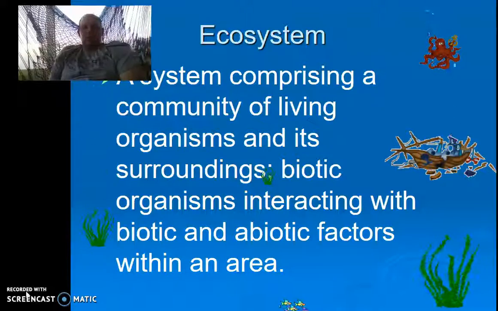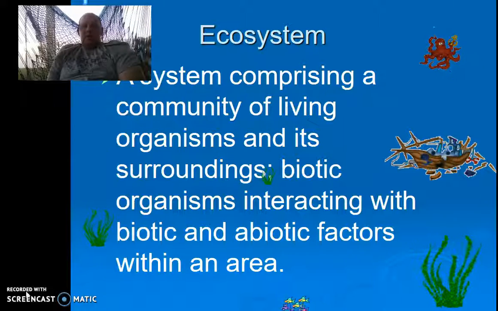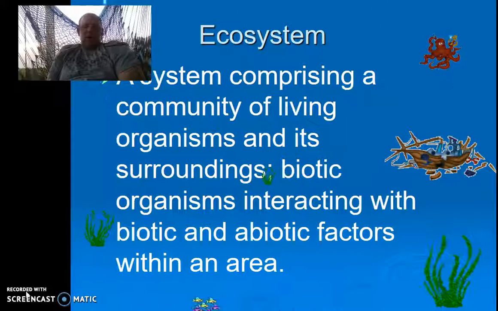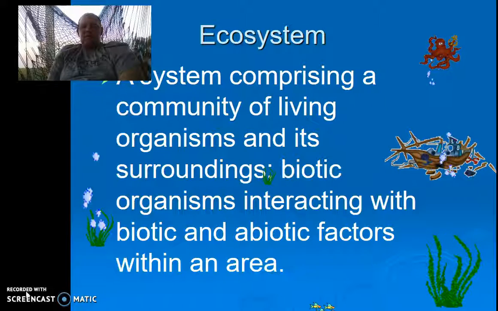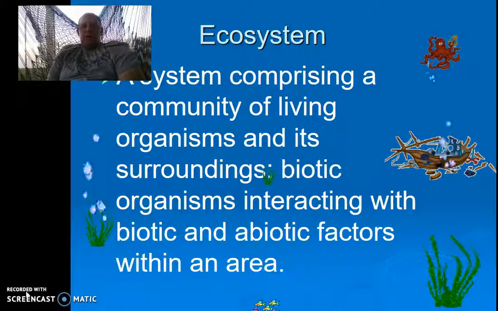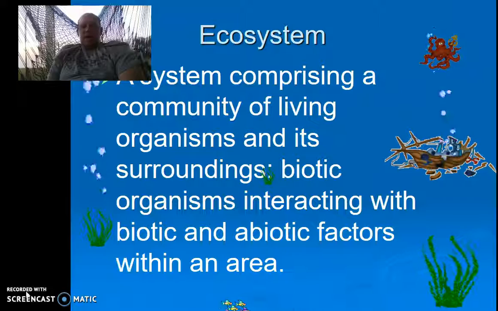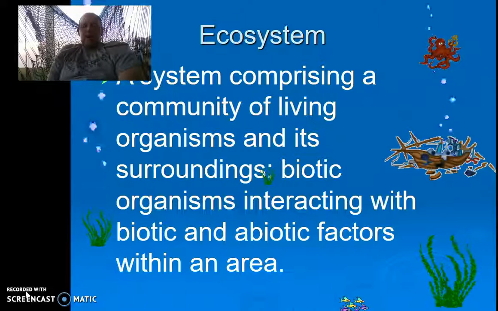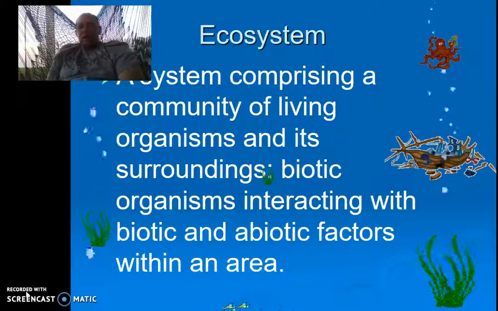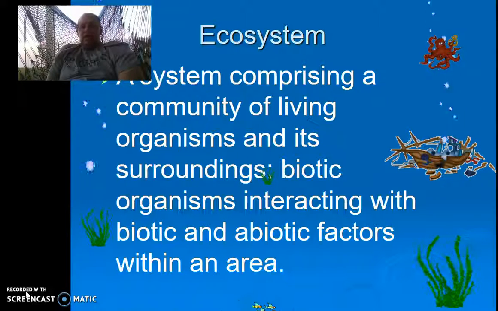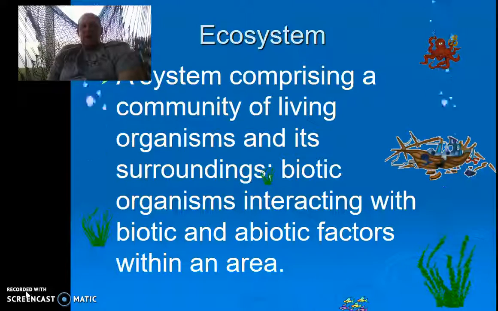As we go down, now we're going to talk about ecosystem. Now, an ecosystem, we can all read. I'll read it to you so it'll help you. A system comprising a community of living organisms and its surroundings: biotic organisms interacting with biotic and abiotic factors within an area. So when we talk about living and non-living within an area, consider how big that area could be.